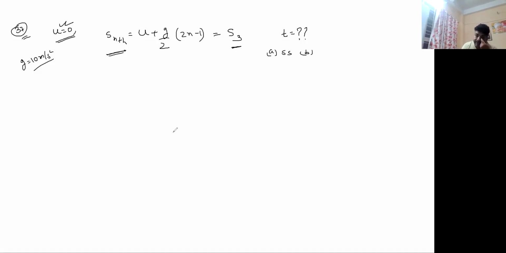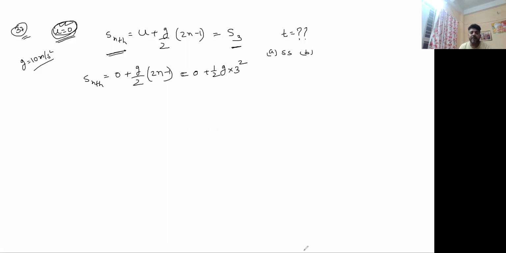So let's see. First of all, in this question, it is given u is 0. So we can write Sn, that is 0 plus g by 2, 2n minus 1. Let n be the time, that is equal to ut, u is 0, plus half g t square. Now, t square, and t is what? n square. Sorry, first 3 seconds, my mistake. So 3 square. Is it clear, everyone? Can we write in this way?